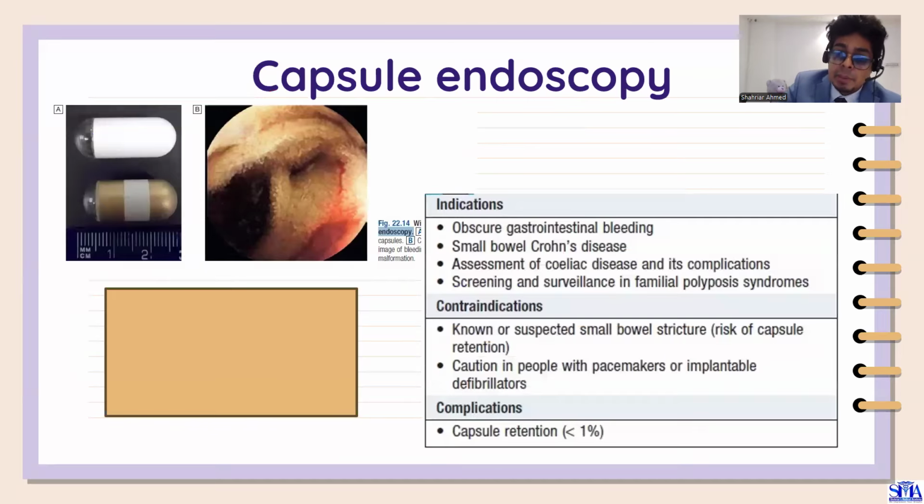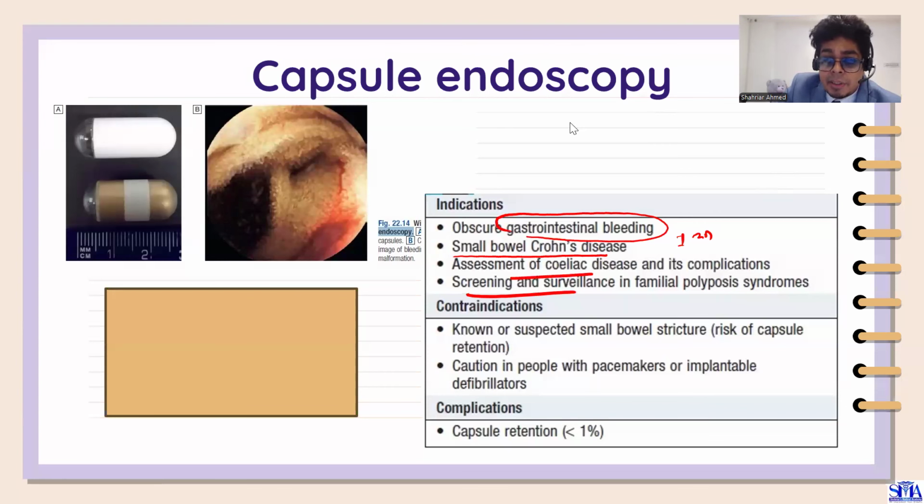But you can suspect actually. Yeah. So because of obscure bleeding, you can also rule out if it can be IBD, because IBD can lead to bleeding. So find out the points of bleeding, find out the point of the ulcers, assessment of celiac, screening and surveillance for FAP, colon cancer.